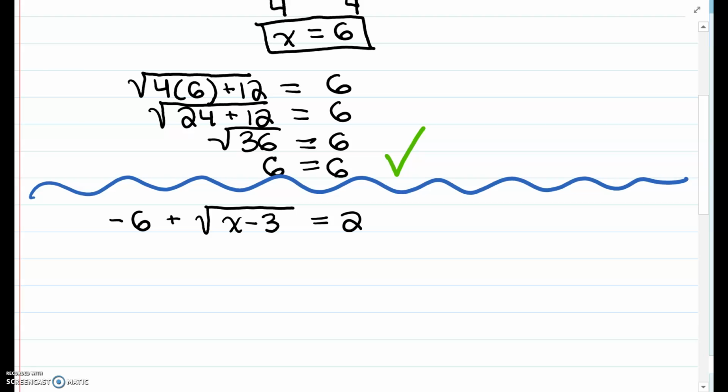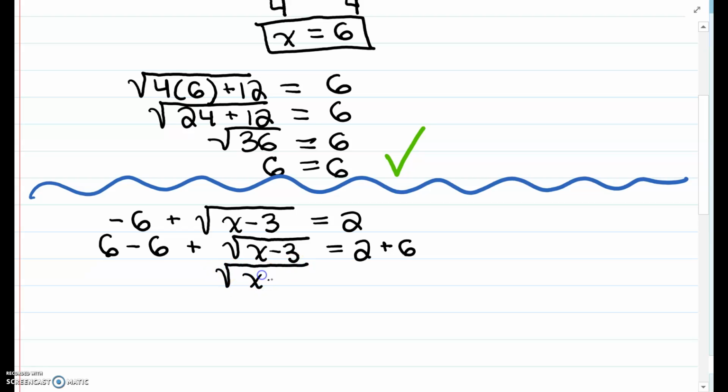Our first step is to isolate the radical on the left-hand side of the equation. And to do this, all we need to do is add 6. So we get 6 minus 6 plus radical x minus 3 equals 2 plus 6. We end up with radical x minus 3 equals 8. Now we can solve the rest of the equation like we did in the previous example.